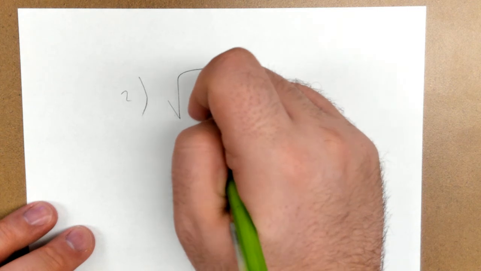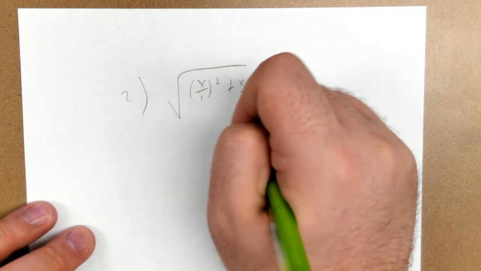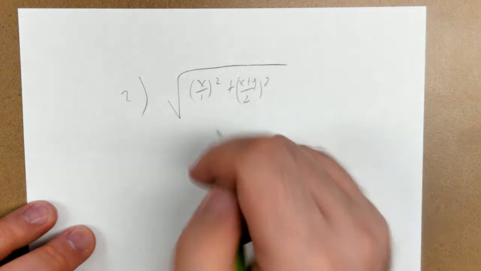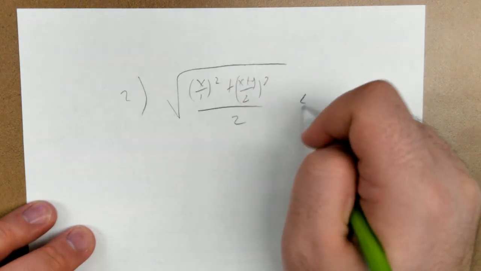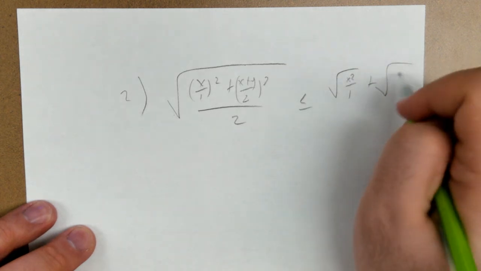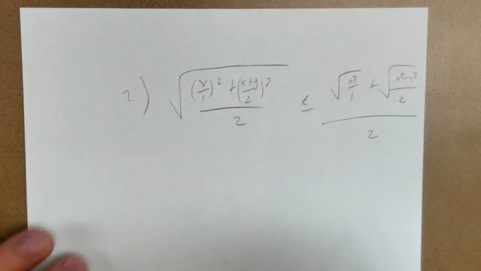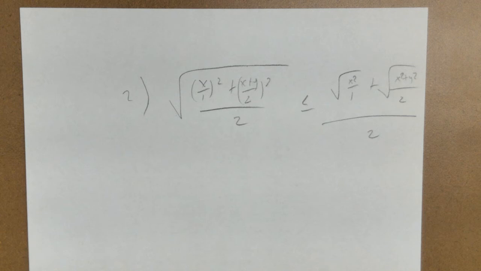Then look at this thing, and they have x over 1 written kind of weird. (x plus y over 2) squared, and then over 2. And let's show it's less than or equal to doing this. And it says find all cases of equality. And the hint says keep doing algebraic manipulations that simplify until you get an inequality that's obviously true.